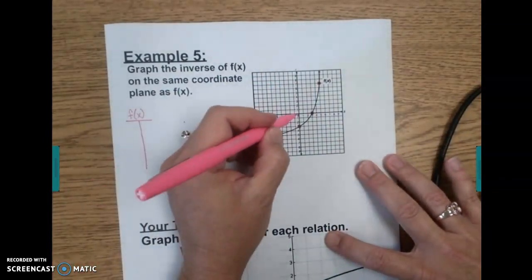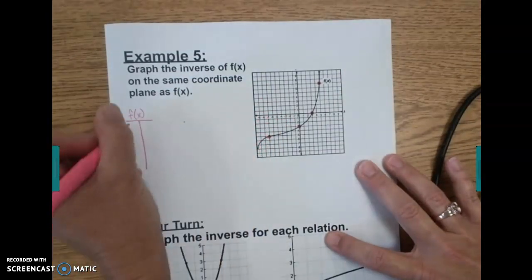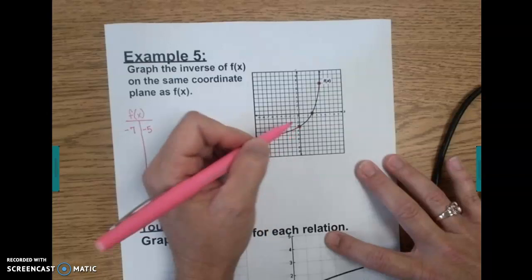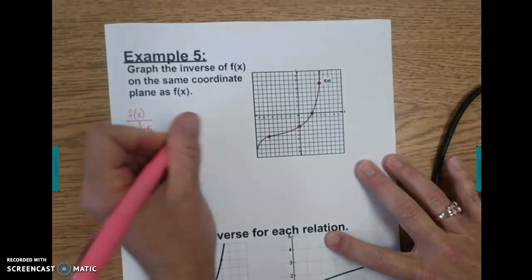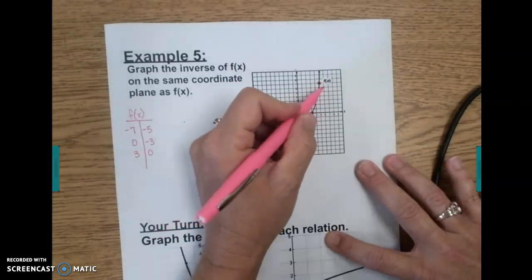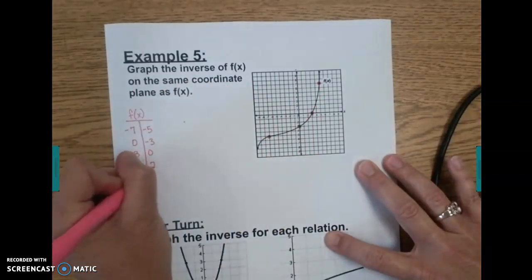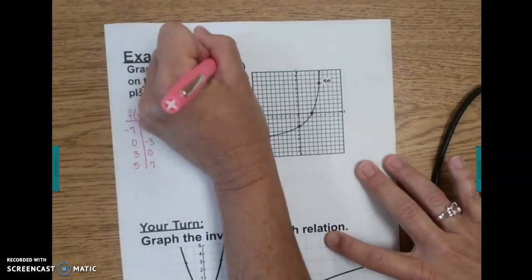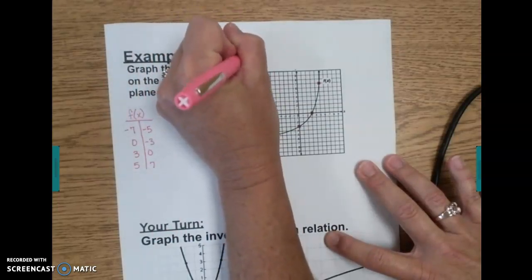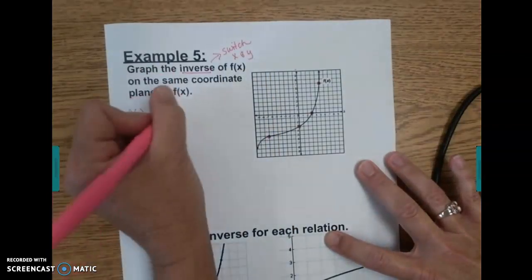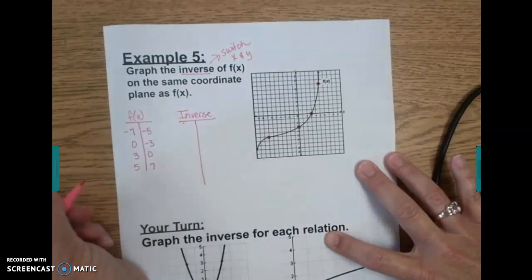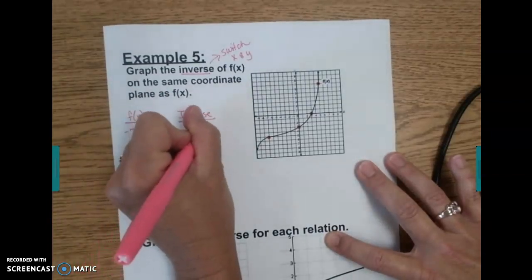So at this coordinate, we're at -7, -5. Here you're at 0, -3, 3, 0, and then 5, 7. So inverse means switch x and y. So let's make our inverse table. Switch x and y.